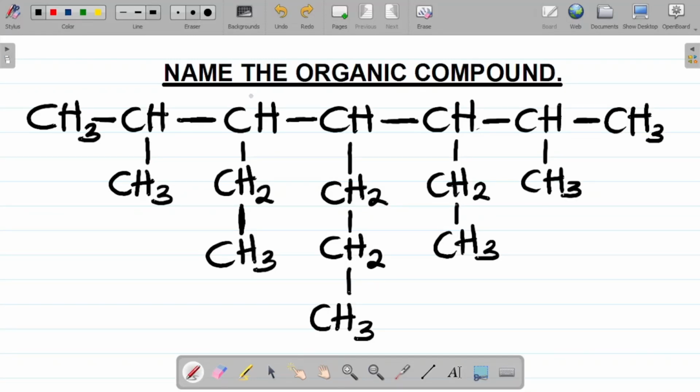Alright, so let's say we are asked to name this compound. What do we do? First things first, just looking at this, we can see that this compound is a symmetrical compound. By symmetrical compound, I mean from the middle section to the left is the same thing that I have from the middle section to the right. So I have the same thing on both sides of this compound.